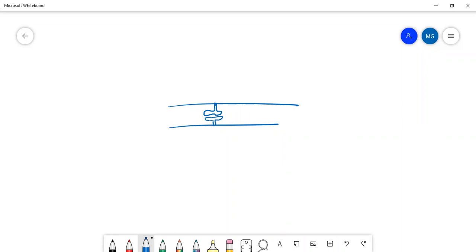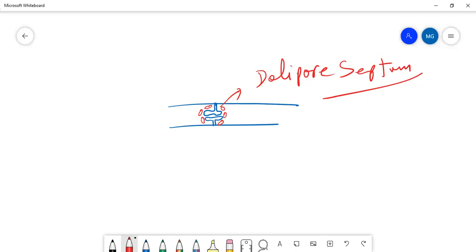In certain fungi, the septa has a barrel-shaped structure which is covered by a perforated plate. देखो, इसके चारों तरफ क्या present है? इसके चारों तरफ एक plate-like structure present है which is perforated. So such kind of septa, which is a barrel-shaped structure surrounded by a perforated membrane, we call it what? The people of botany must have studied this. This is called as dolipore septum.